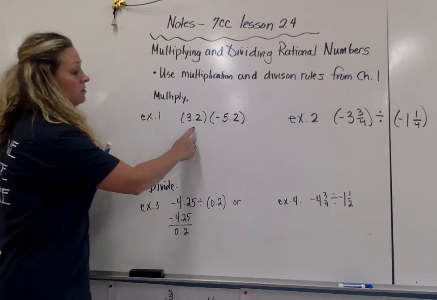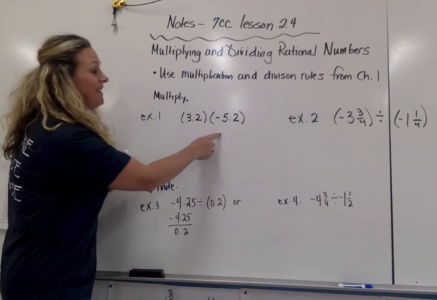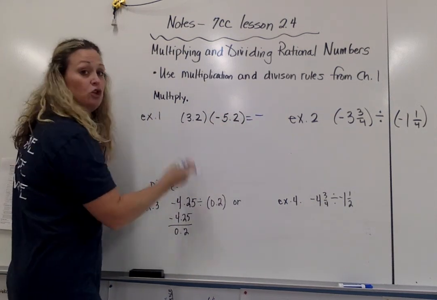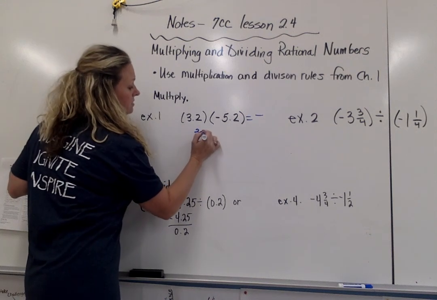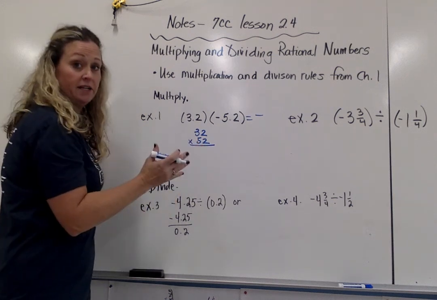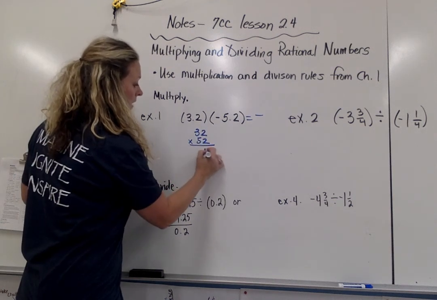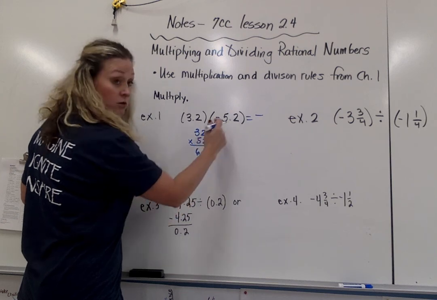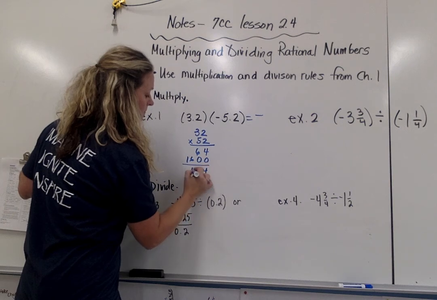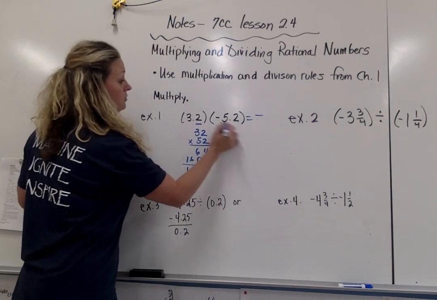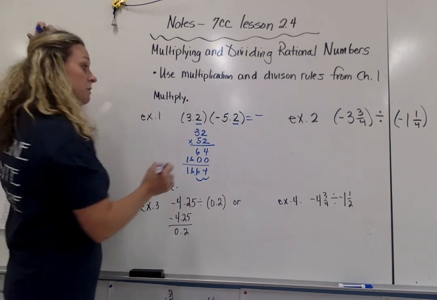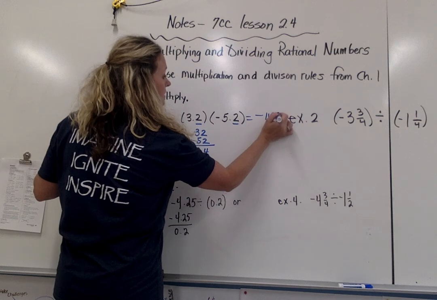In example 1, I am multiplying a positive times a negative. My answer is going to be a negative because a positive times a negative is a negative. I'm going to do the actual math. When I multiply decimals, I simply multiply 32 times 52. I do not line up my decimal points. I have 64, I'm now multiplying by 50. I add. In my original problem, I have 2 numbers behind the decimal point. So in my answer, I have 2 numbers behind the decimal point. My final answer is 16.64.